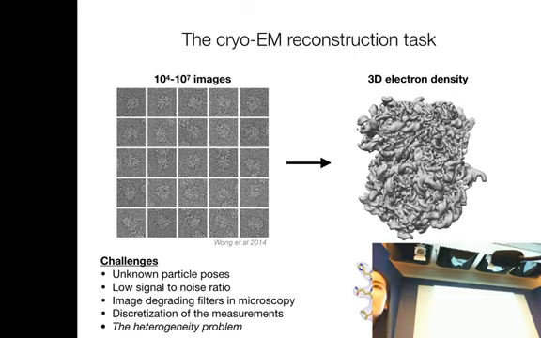So here's a real data set of the ribosome. So a couple of challenges, as I mentioned: there are the unknown particle poses, so you don't know the orientation of each of these volumes within the image. There's a low signal-to-noise ratio. You have to take into account image-degrading filters in microscopy, such as the point spread function of the microscope, and discretization of measurements. But then the problem that we're particularly interested in is the so-called heterogeneity problem. So this is where you break the standard assumption that each of these volumes within each image is the exact same static structure.